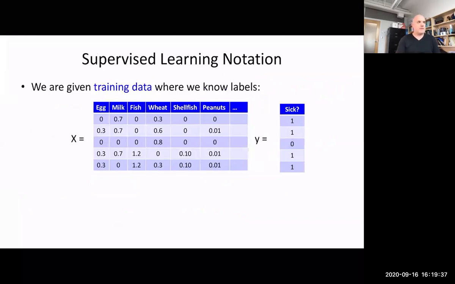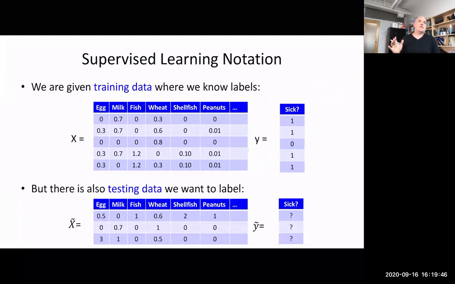Okay, so we're familiar with supervised learning notation at this point. We're given training data where we know the labels, right? But now we're going to introduce a new concept. And there's actually some room for confusion even here.